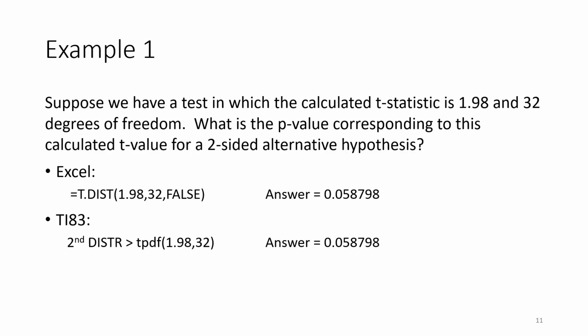So here's an example. Suppose you have a test in which the calculated t-statistic is 1.98 and there are 32 degrees of freedom. What is the p-value corresponding to the calculated t-value for a two-sided alternative hypothesis? In Excel, we use T.DIST, and you'll notice we can use the T.DIST function with or without the period between the T and the D. That just has to do with different versions of Excel. It gives you the same thing. And the TI-83 would use the tcdf function. And we get the same answer. These are the p-values.